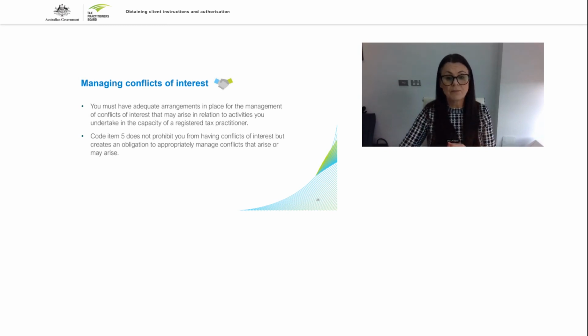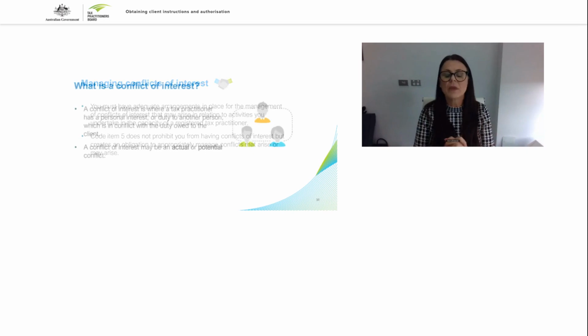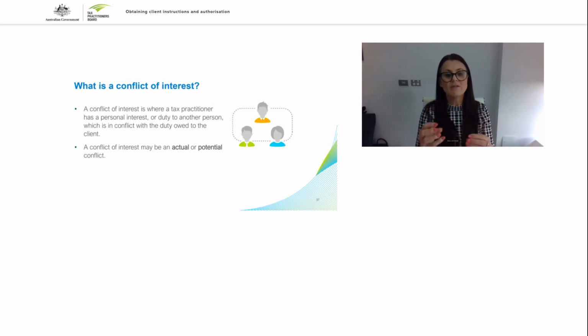So let's determine what exactly we mean by a conflict of interest. A conflict of interest arises where a tax practitioner has a personal interest or a duty to another person that conflicts with the duty owed to the client. And that conflict of interest can arise before you accept an engagement or at any time during the engagement. And a conflict can be either an actual or a potential conflict.